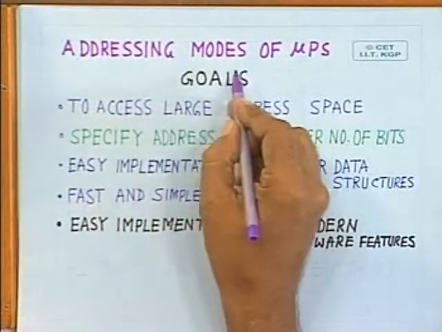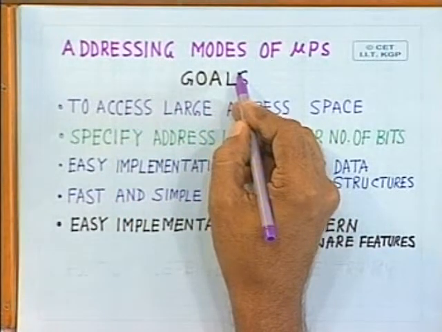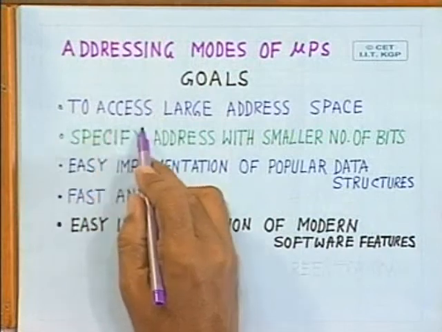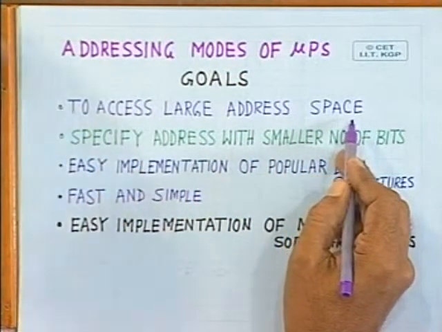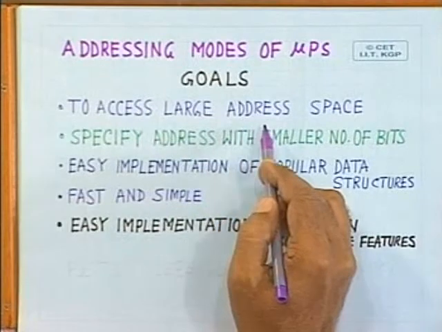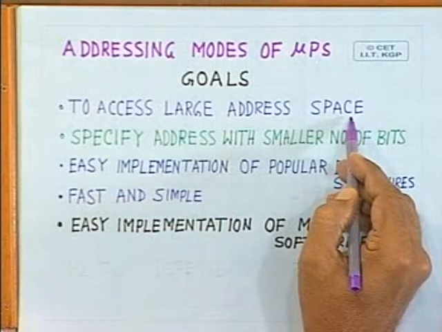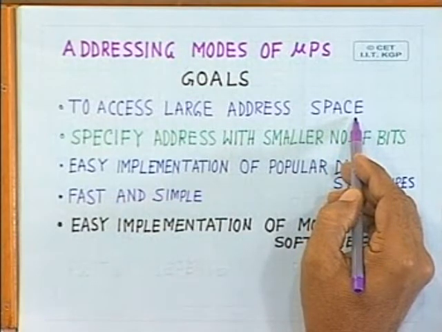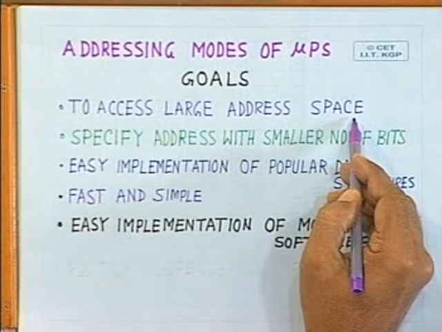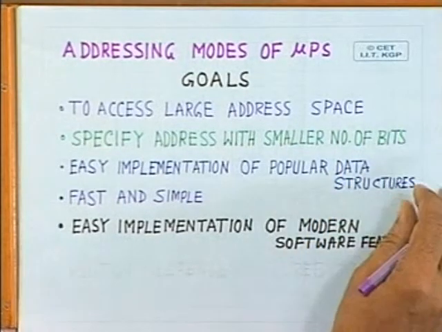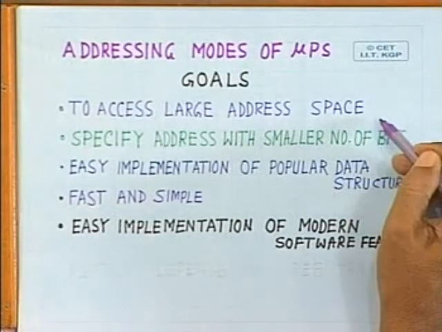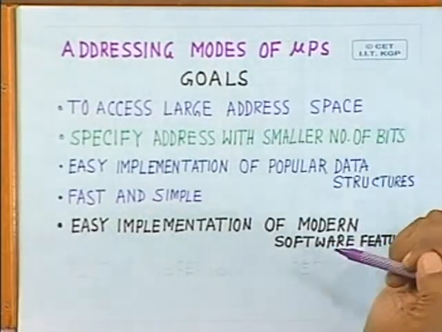And there are several goals for realizing or implementing addressing modes. First one is to access large address space. Obviously, larger the memory, it is more convenient to write program. That means you have to access large address space. Obviously, this will require larger number of bits on the address bus, or you will require larger number of bits to be stored as part of the instruction so that you can access a very large memory space.